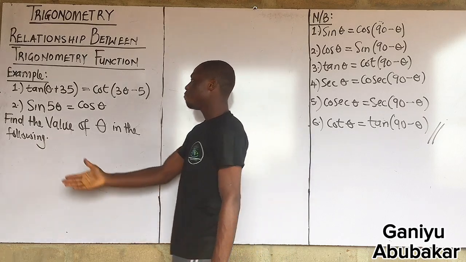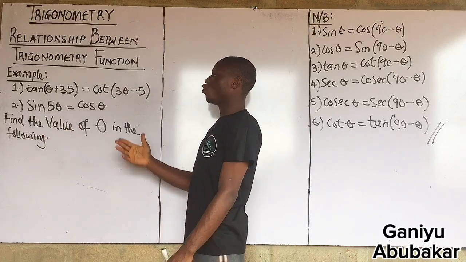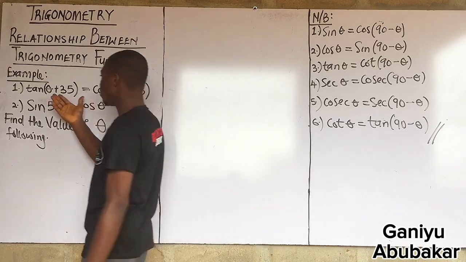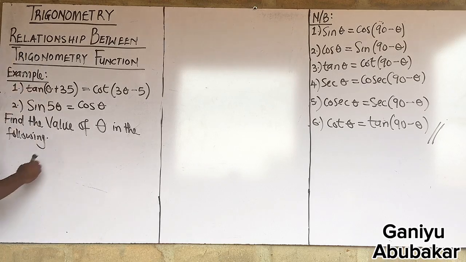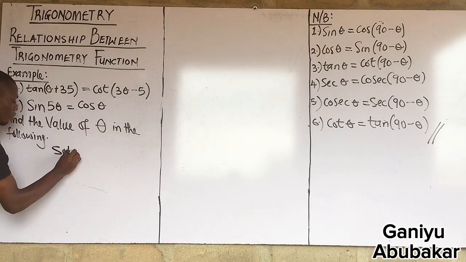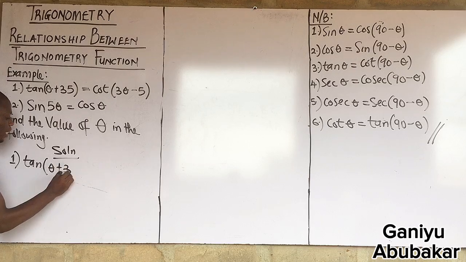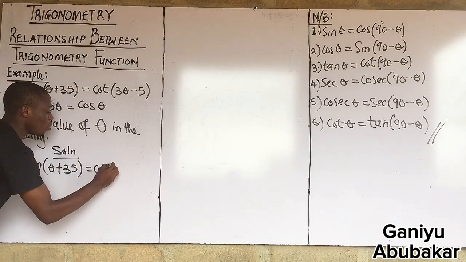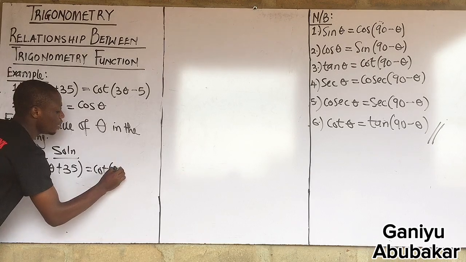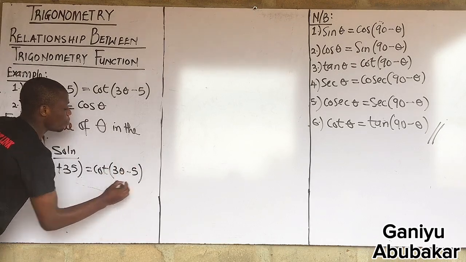The problem says find the value of theta in the following. So let's start with number 1. Find theta in the following. Number 1. Solution. Number 1 there says that tan of (theta plus 35) is equal to cot of (3 theta minus 5).